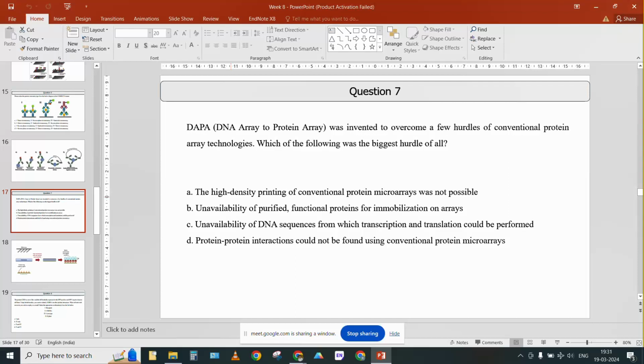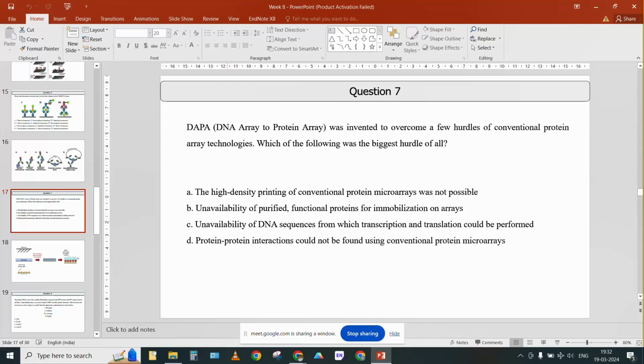Okay. Option B here is the unavailability of purified functional proteins for immobilization on array. This hurdle is indeed significant in conventional protein array technologies. Obtaining purified and functional proteins for immobilization onto arrays can be challenging and time consuming, limiting the utility of these arrays for high throughput applications.